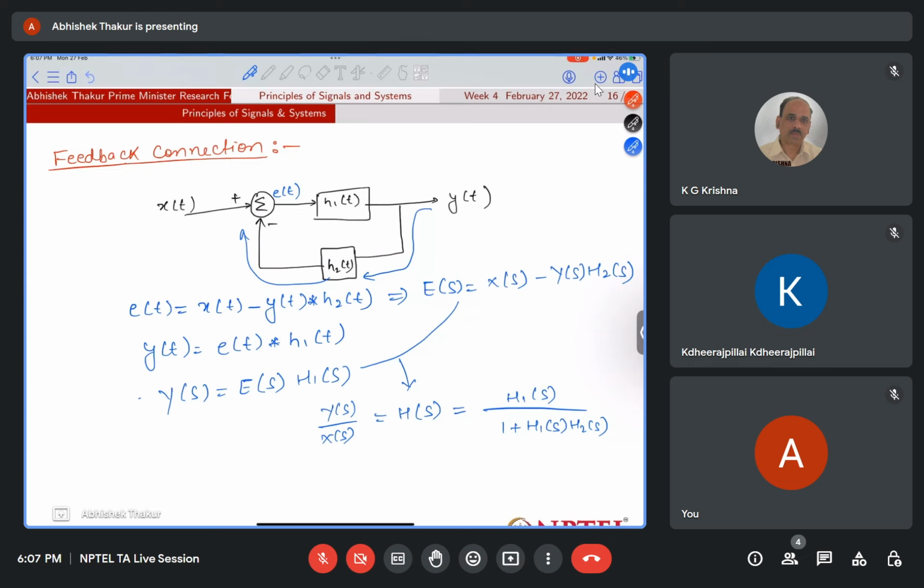So now we will try to find the questions based on the final value theorem and initial value theorem.